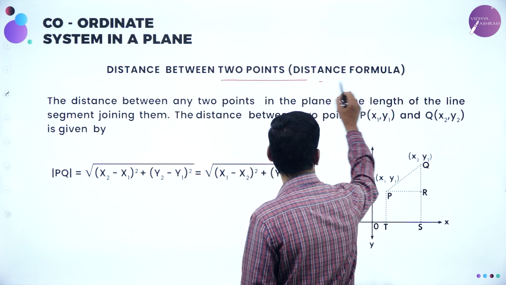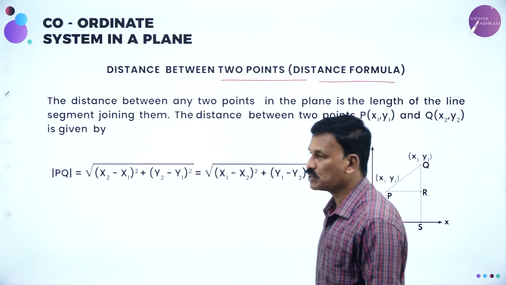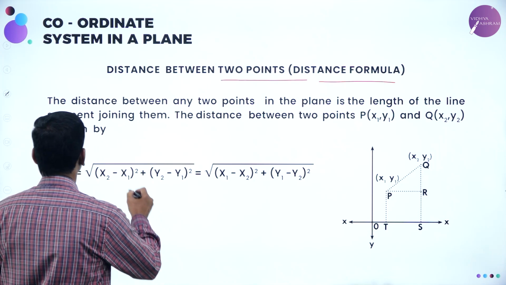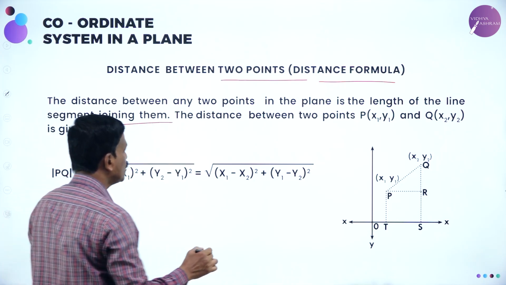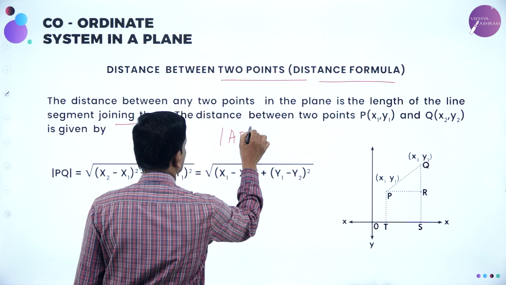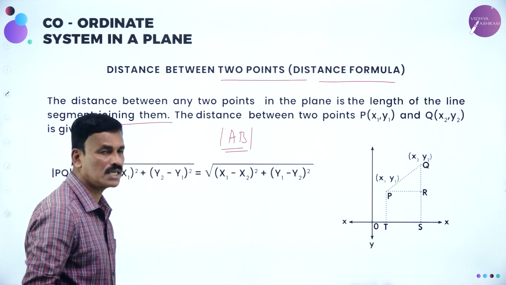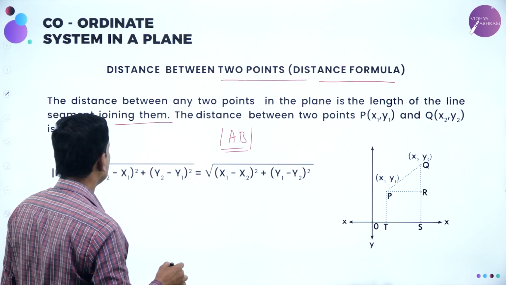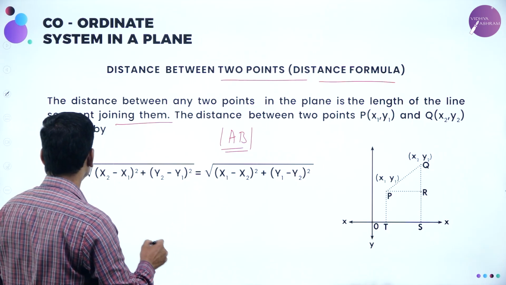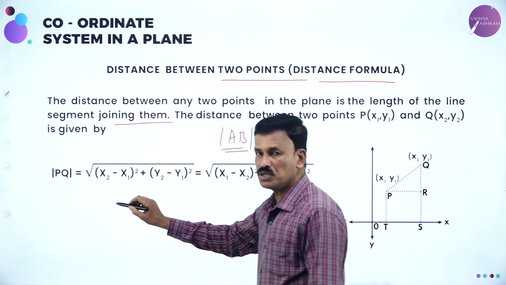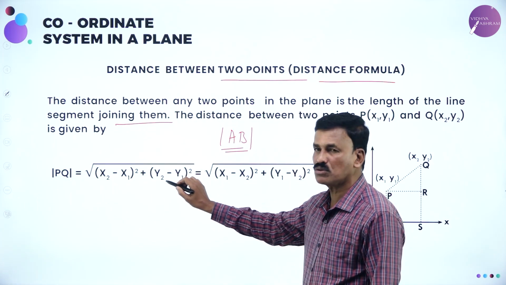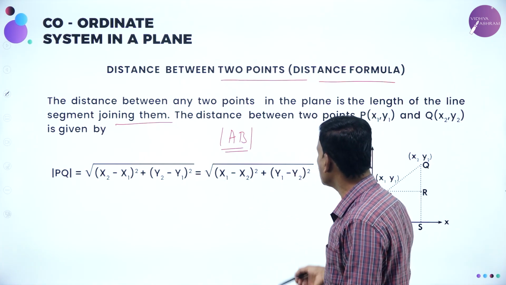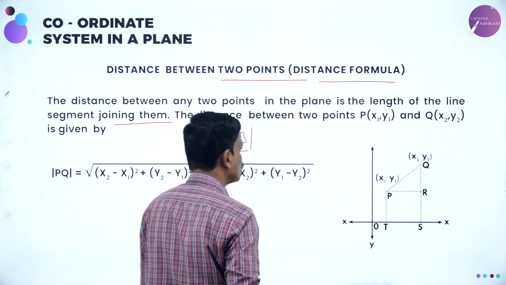Distance between the 2 points is called the distance formula. The distance between any 2 points in the plane is the length of the line segment joining them, denoted like this. The distance between 2 points P(x1, y1) and Q(x2, y2) is given by PQ equal to root of (x2 minus x1) whole square plus (y2 minus y1) whole square, or this can also be written as (x1 minus x2) whole square plus (y1 minus y2) whole square.